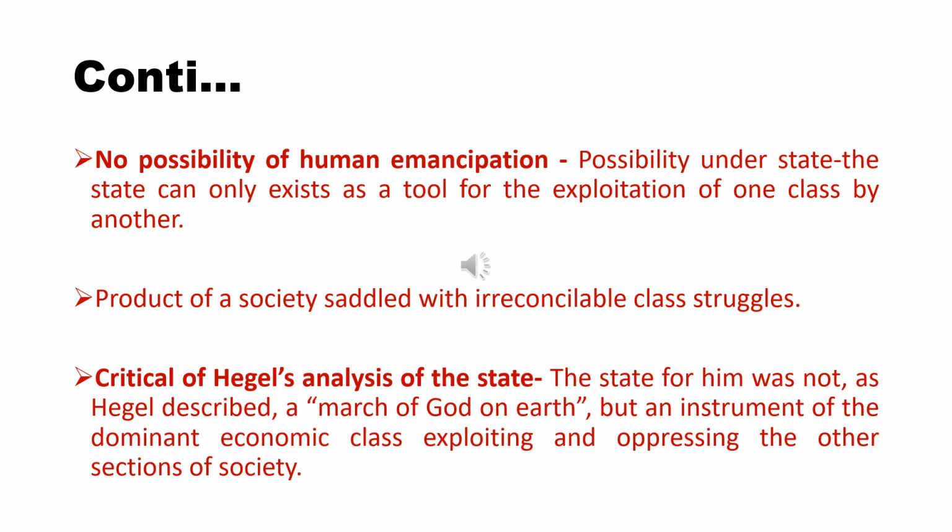All the people, whether rich, political decision makers, or businessmen, are here only for one motive: how to maximize their profit, and their laws and everything are totally based on a model of discrimination. So he said the state is an instrument of the dominant economic class, exploiting and oppressing the other sections of society.